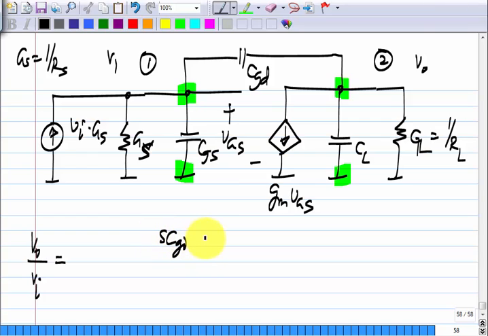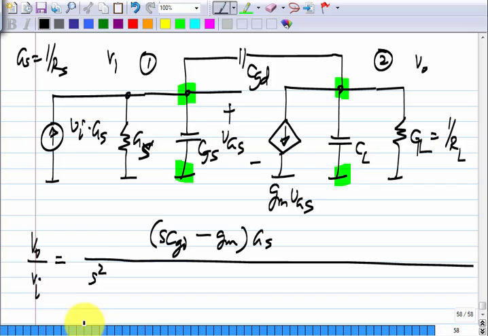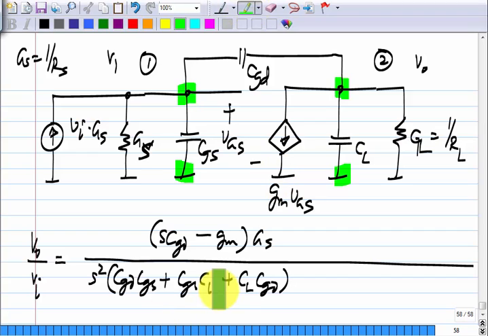S CGD? S square. What is it? CGD square. No, I don't think so. The CGD square term will not come. CGD CGS plus CGS CL plus CL CGD. Okay, actually, yeah. So it turns out that this kind of expression you see in many cases where you have this loop of capacitors: you take every pair and then do the product and you get the sum of those things.